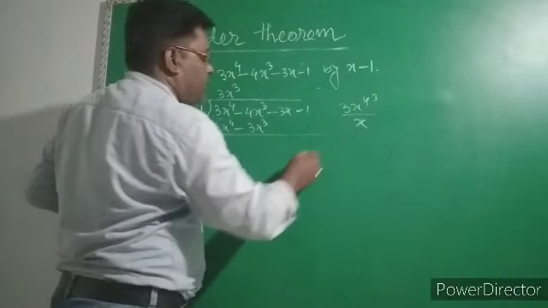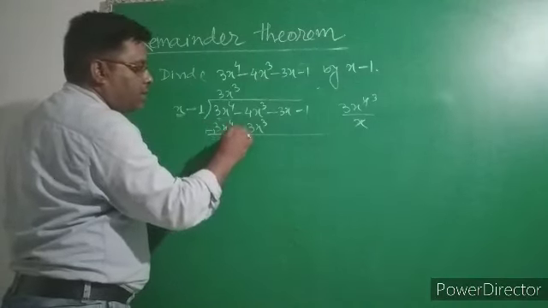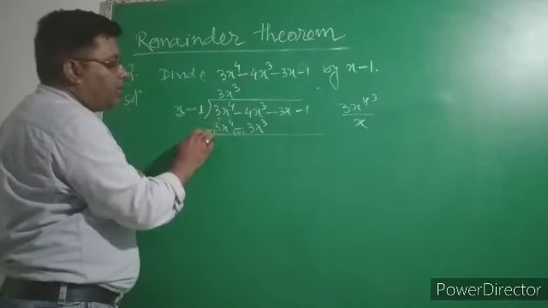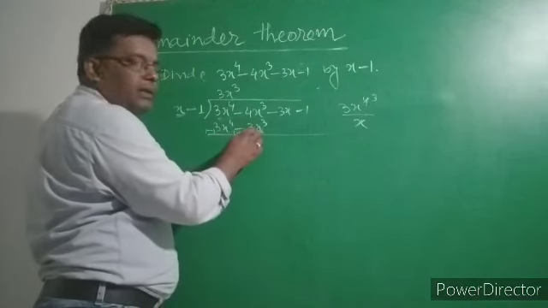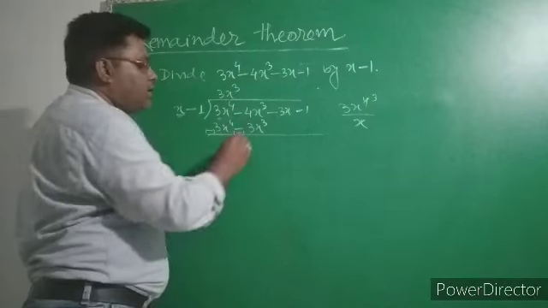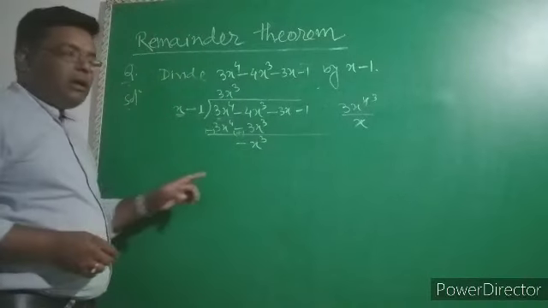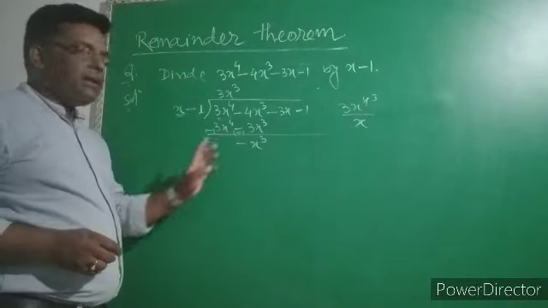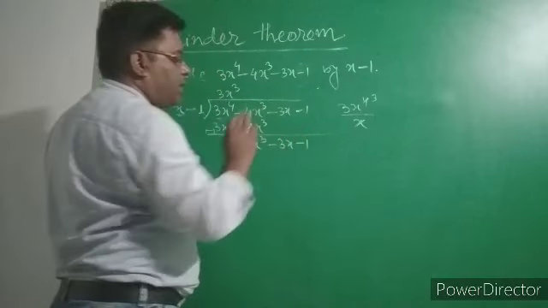Now subtract this. This plus becomes minus, this minus becomes plus. That is 3x to the power 4 minus 3x to the power 4, we cancel. Now minus 4x cube plus 3x cube, minus 4 plus 3 is minus 1. So we write minus 1x cube here. No need to write this 1, only minus x cube. Next, minus 5x minus 1.